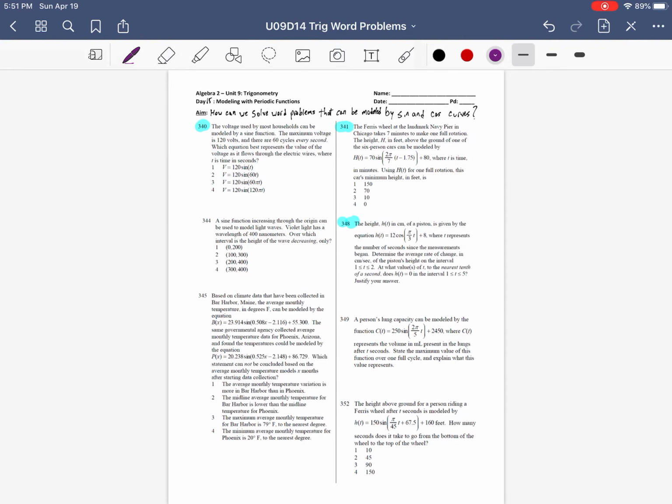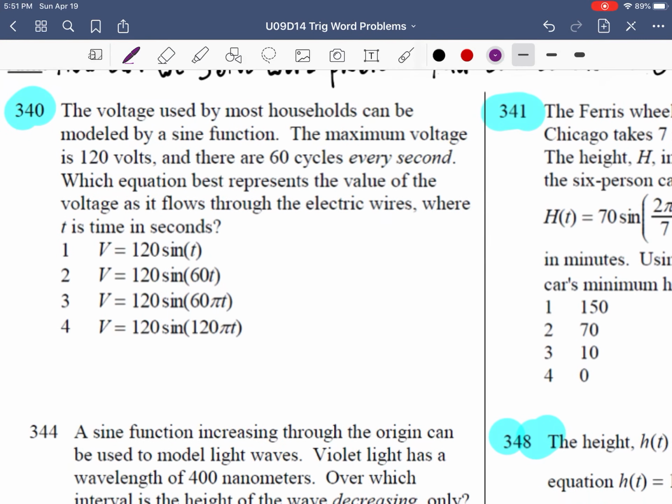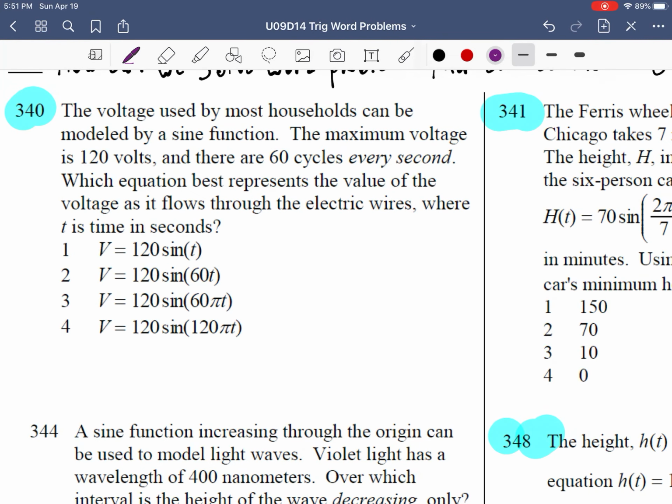Hello class, so we're going to start off with question 340. This is a voltage question. So most scenarios in the real world that can be modeled using a sine or cosine curve have something that reaches a minimum and then reaches a maximum and just kind of repeats that process, which is why it would be modeled with a periodic function.